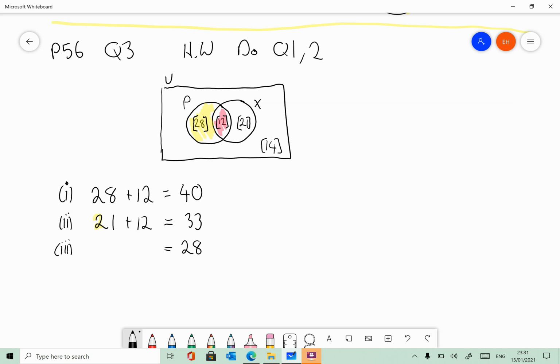How many teenagers use neither of these games? So neither of the games, neither means you don't use a PlayStation and you don't use an Xbox. So it's definitely not these 12 guys here in the red zone. In the red zone, they definitely use them because they in fact use both. It's definitely not the blue guys because they definitely use an Xbox, and it's definitely not the yellow guys because they definitely use a PlayStation. So it must be these 14 guys out here. So the 14 guys who are not in any of the circles, they do not use any of the game consoles. Okay, so that's question 3. So see if you guys can have a go now at question 1 and question 2 on page 56.